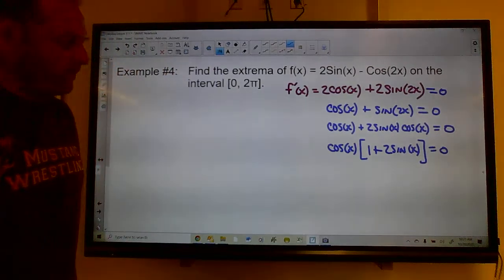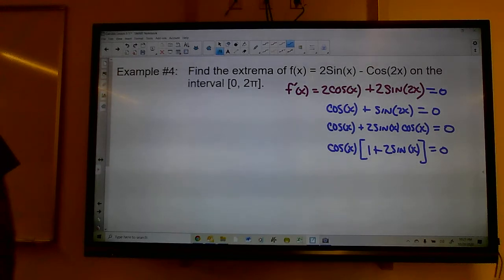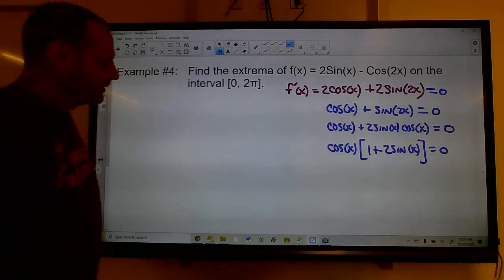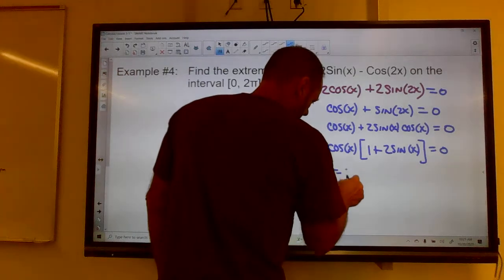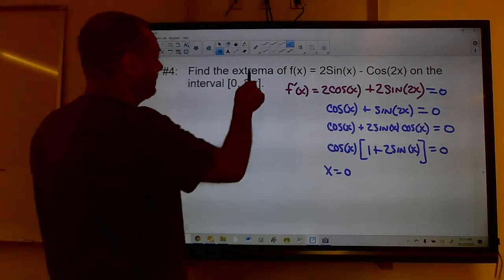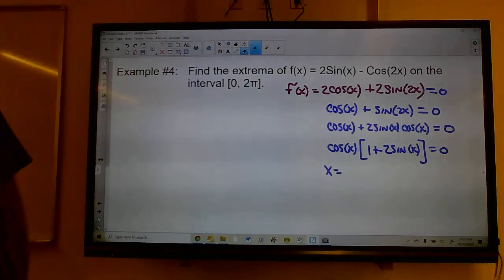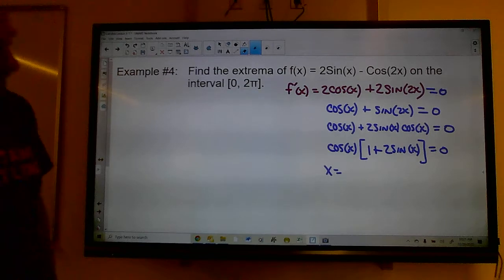Okay, so now I find out when is cosine equal to 0? On 0 to 2 pi, well, it's equal to 0 at 0. So x is 0. I'm sorry, cosine is not equal. That's sine. Cosine is going to be pi over 2 and 3 pi over 2.